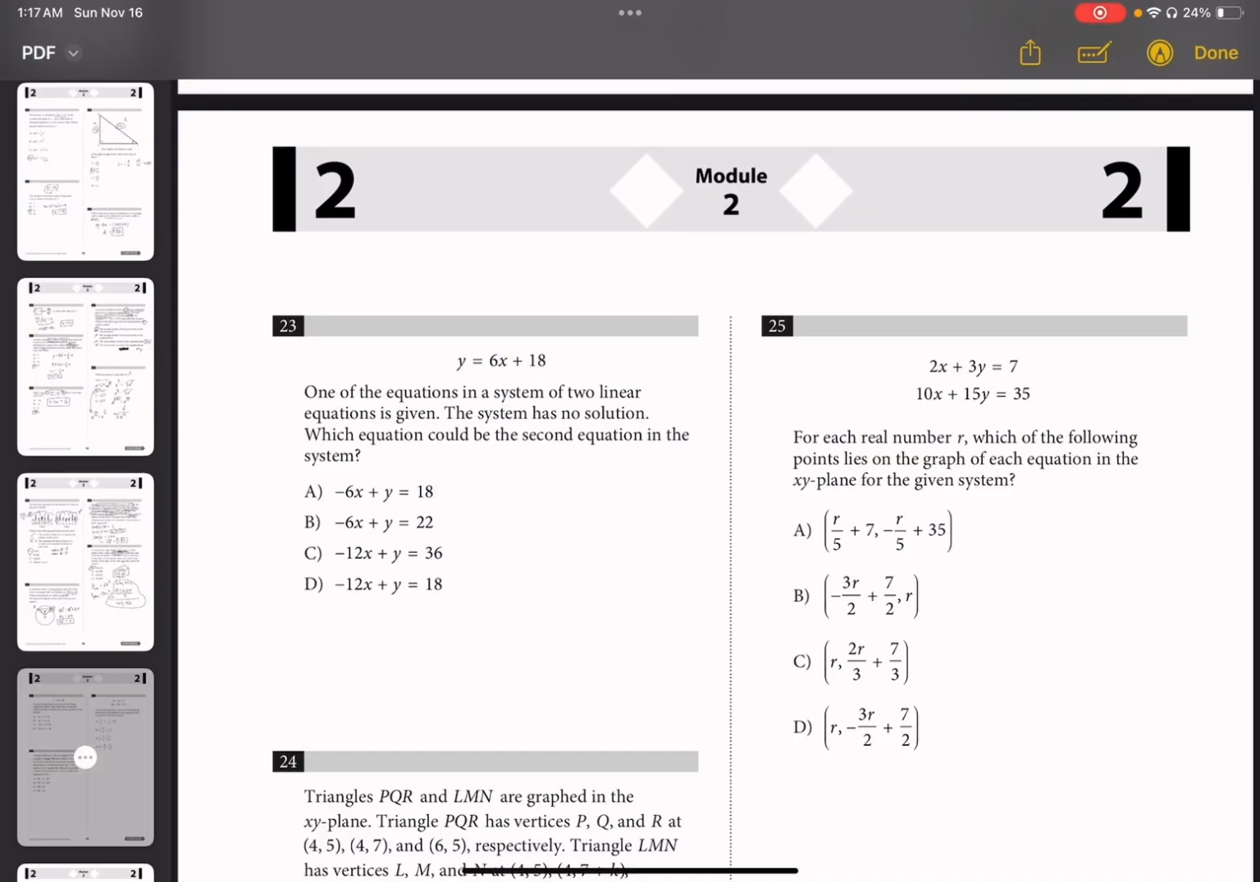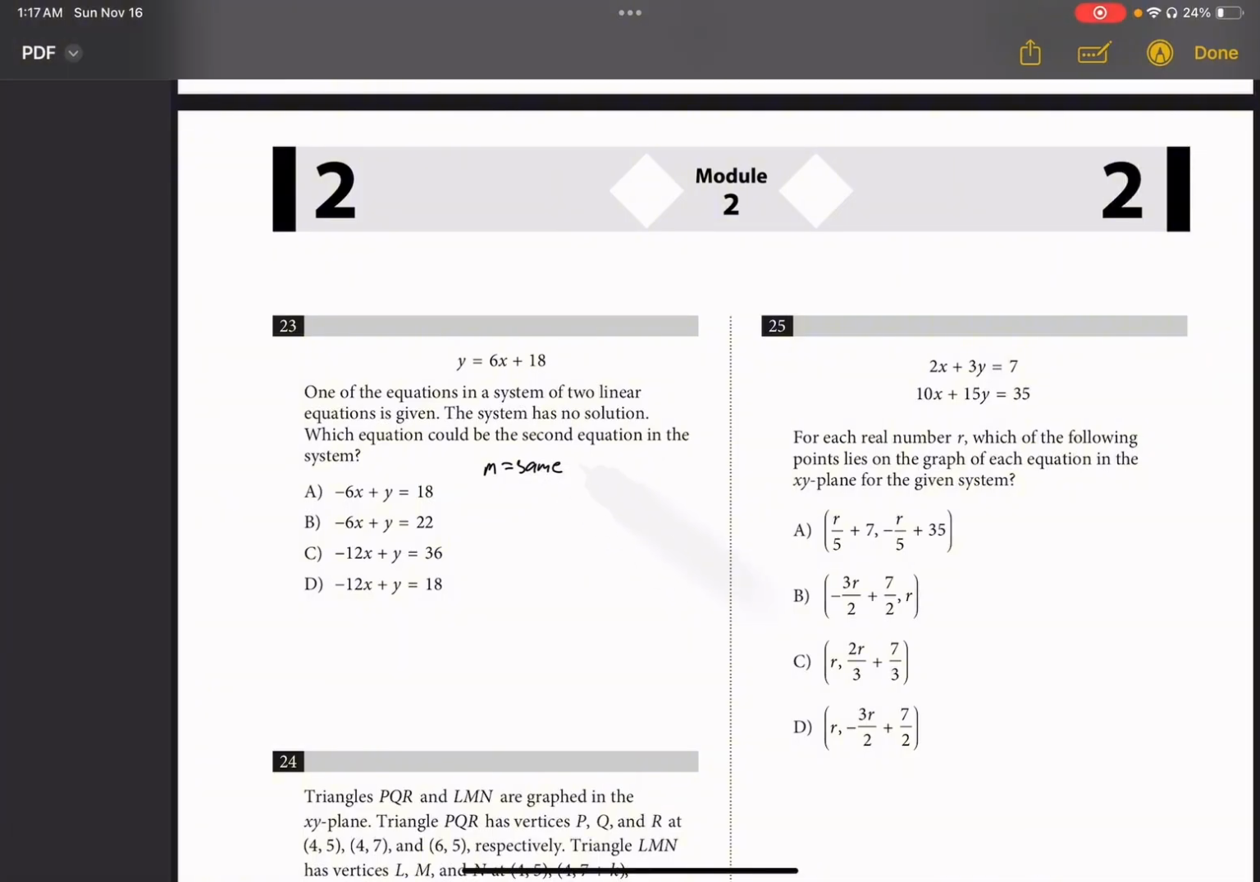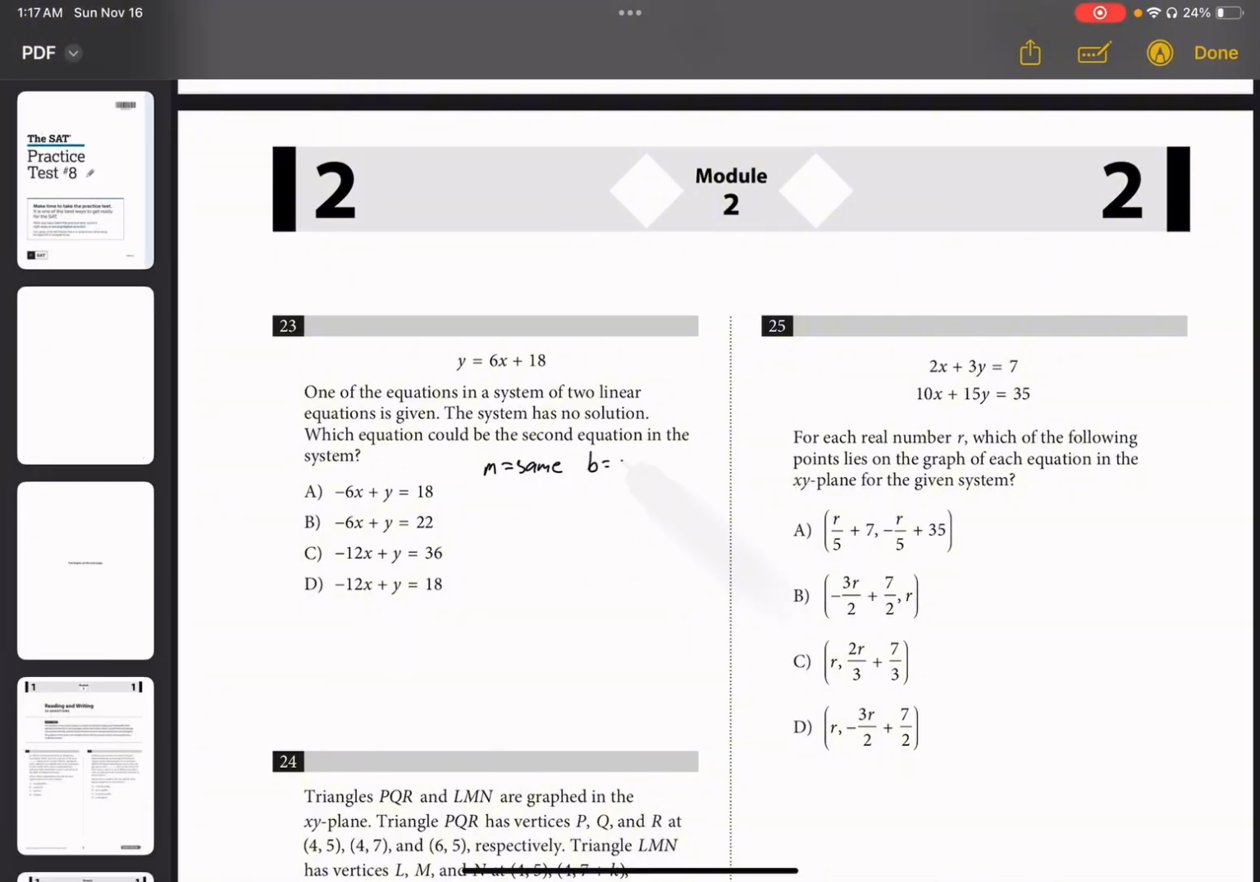So if we know that the equations have no solution, we know that the slope m will be the same, and b, the y-intercept, will be different. So we need a slope of 6 and a different y-intercept besides 18.